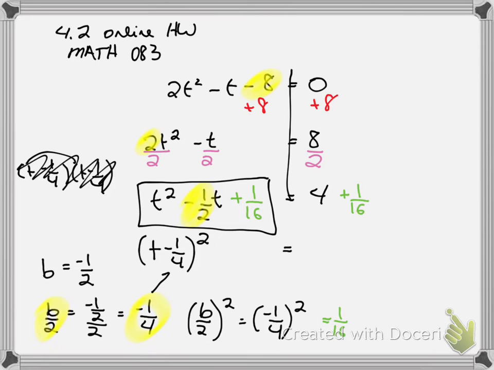Okay, so then over here, if you can buy the fact that this trinomial factors to (t minus 1/4) quantity squared, then over here we have this nasty thing where we have to add a whole number and a fraction. So this definitely goes back to 081. We need to change 4 into a fraction. So this becomes 64/16. So 64/16 plus 1/16.